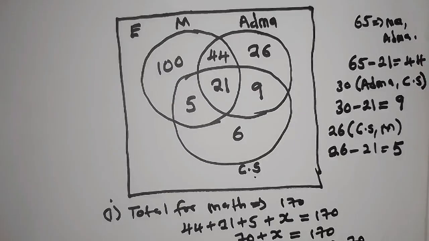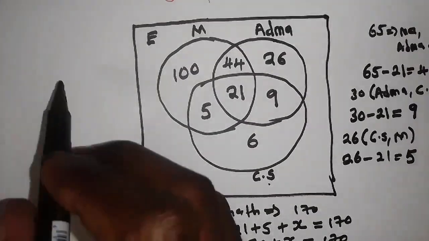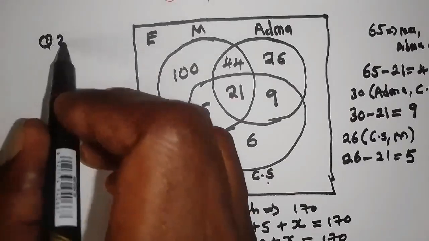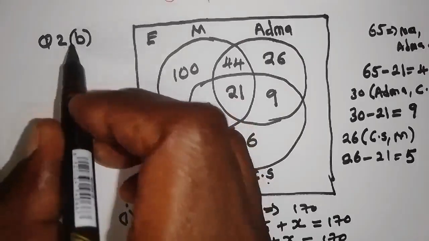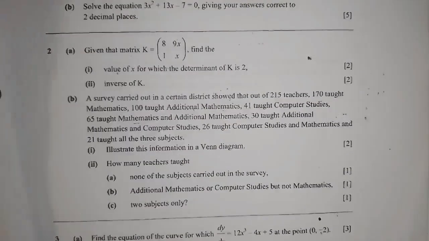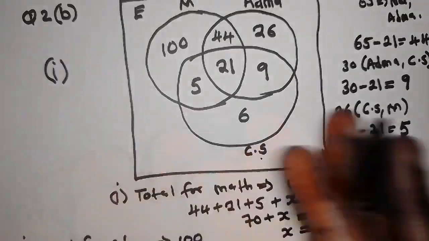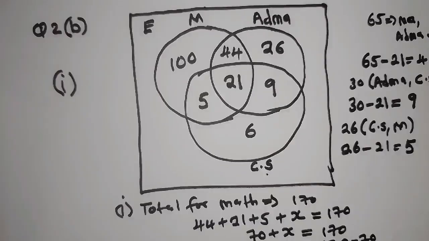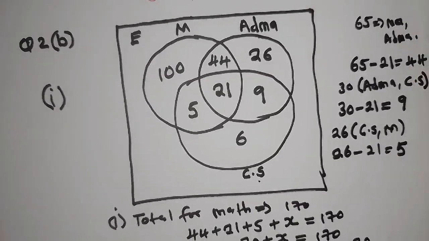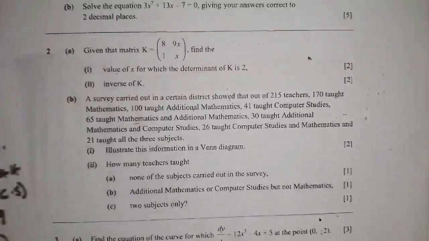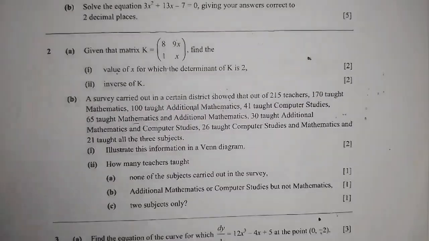So the next thing is this is our first question. So this is 1. So remember, this is question 2b. So we are done illustrating using the Venn diagram. So make sure that you understand that, okay? Now, the next thing that you are going to do now is to answer the last part, okay?